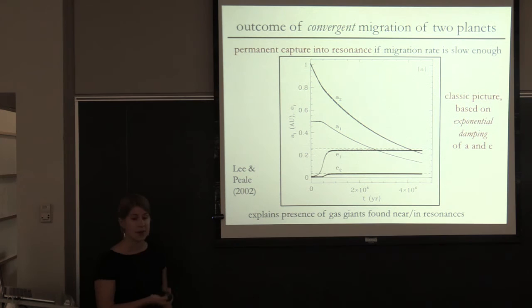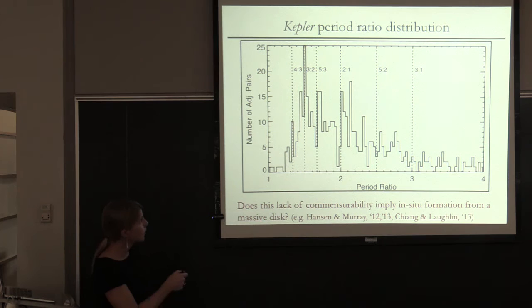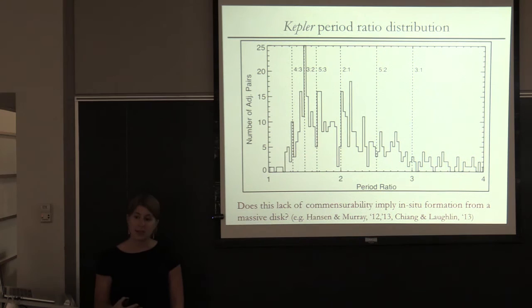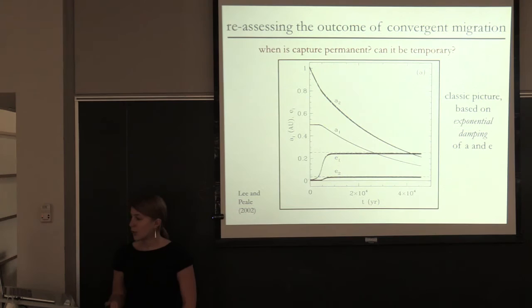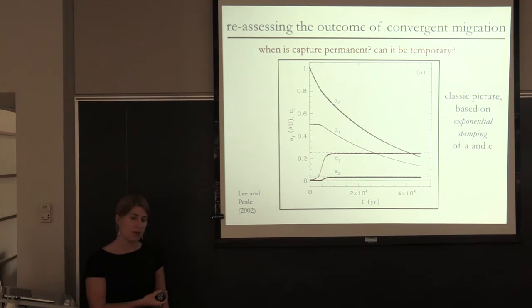But when we look at the Kepler data, this period ratio distribution, you'll notice that although there are features near resonances, by far most of the planets are not near resonant values. So this lack of resonant features has been suggested as evidence that the planets couldn't have migrated. So the question that Konstantin Batygin and I asked was essentially, how good is this classical picture? Is capture into resonance always permanent, as this simulation shows, or can it be temporary, or does it always have to happen?